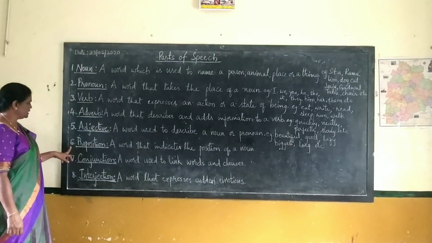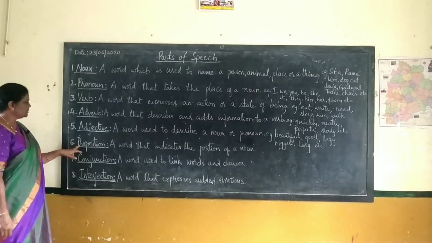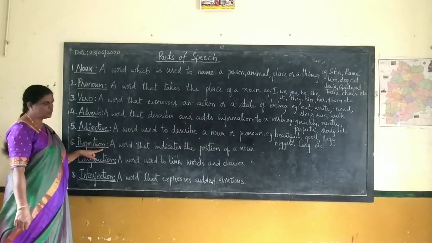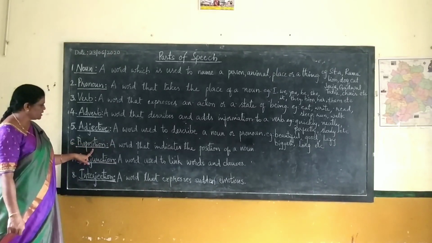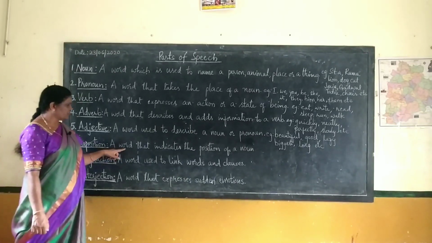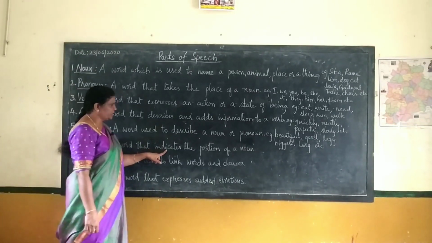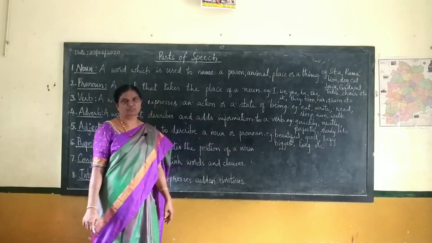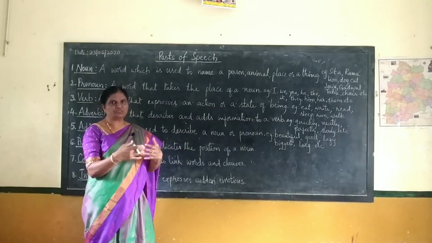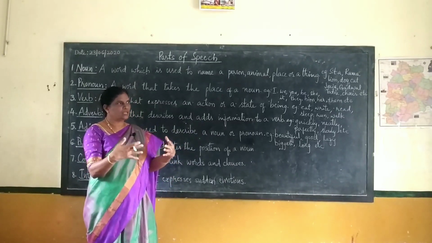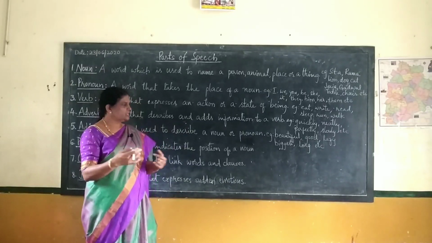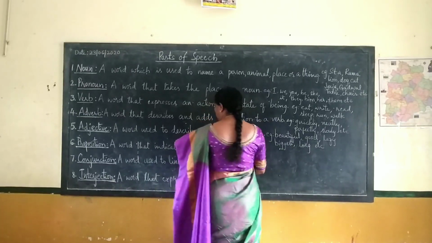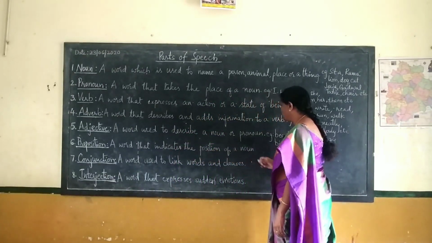And the next one, the sixth one, is preposition. What is the sixth one? Preposition. What is a preposition? A preposition is a word that indicates the position of a noun, sometimes in relation between two persons, nouns, or things, like that. So it indicates the position of a noun.